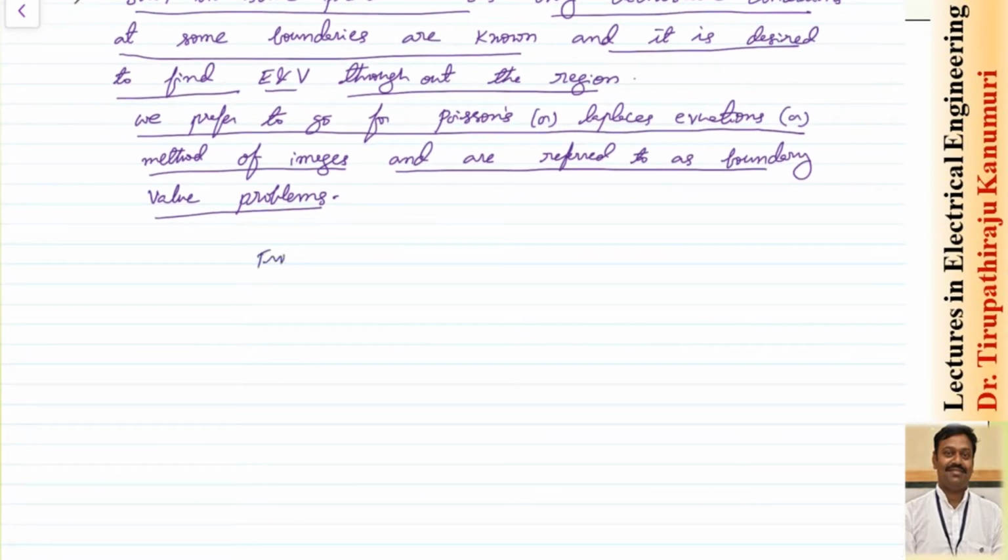So we know from Gauss's law that the divergence of D is equal to rho V.